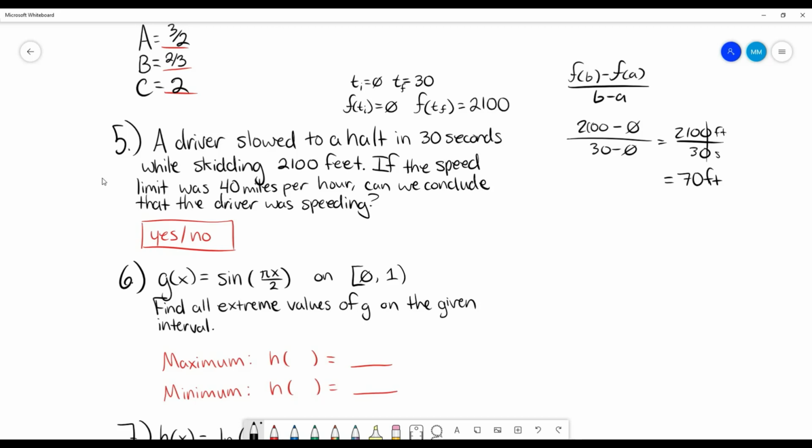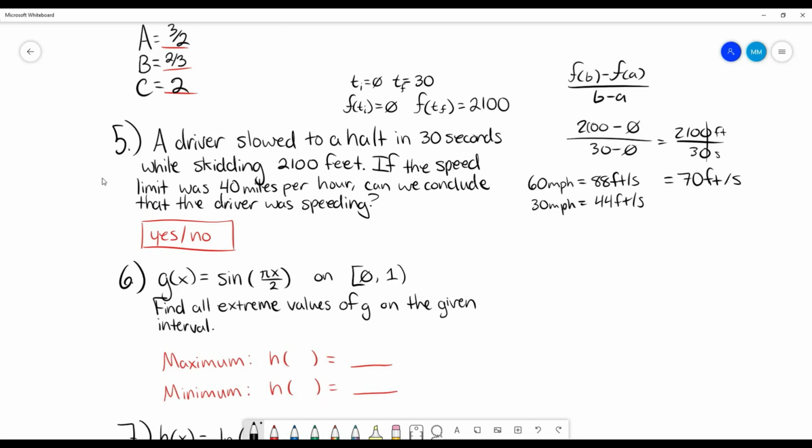So at some point when they were skidding, because this is the mean value in that time, at some point they were going at 70 feet per second. Well, I know that 60 miles per hour is, I think it's 88 feet per second. I think that's correct. The speed limit was 40 miles per hour. So that tells me that, well, I know 30 miles per hour would then be half of that.